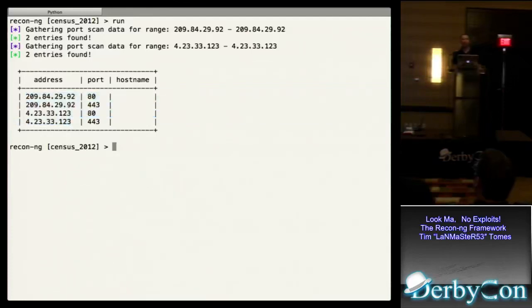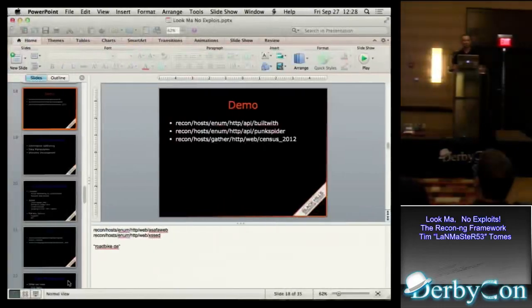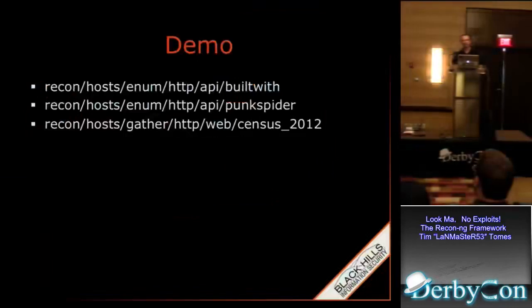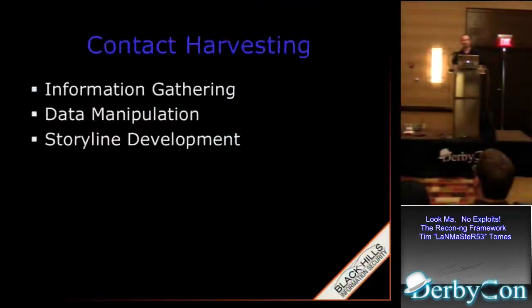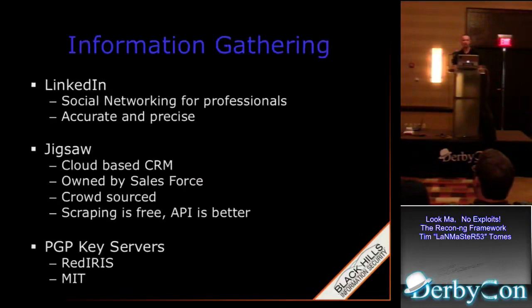At this point in time, we've done a pretty good job of collecting information on our target hosts, have we not? All right, we've got a lot of data to work with, and we've not even sent a packet to the network yet. So at this point in time, I move on with my methodology into gathering contacts. I want to get into contact harvesting at this point. I want to gather some information on them. I want to do some data manipulation on that information that I gather, and then I want to start developing storylines for social engineering if it's within scope.